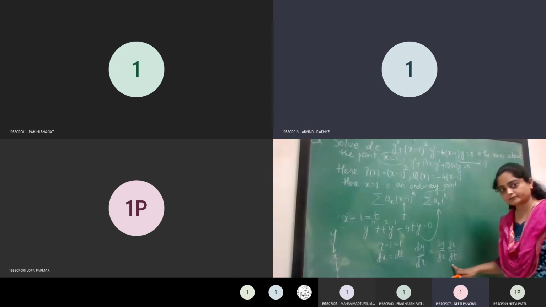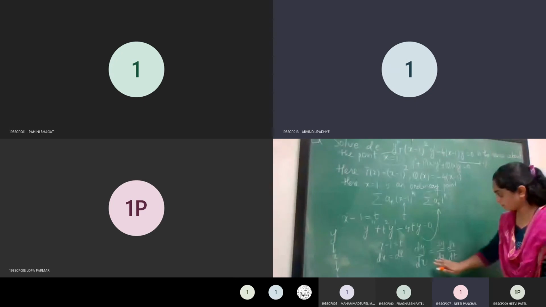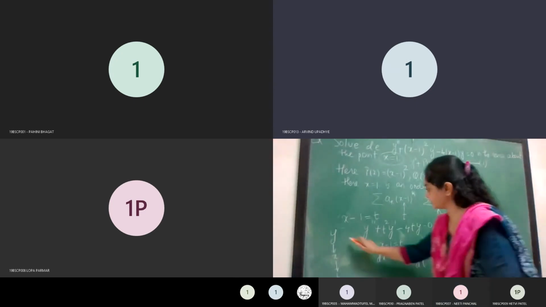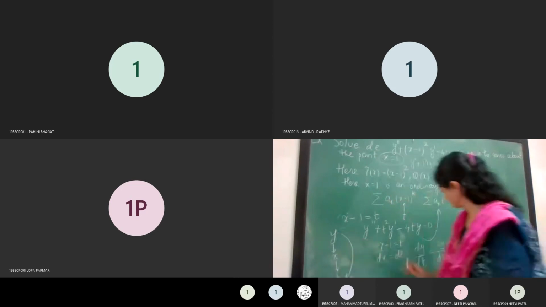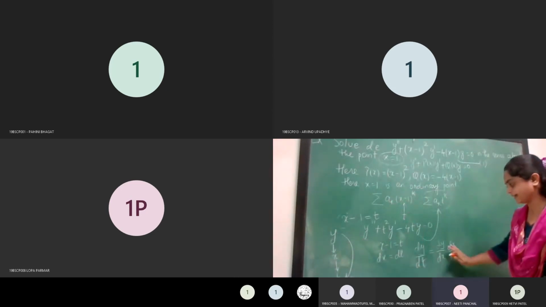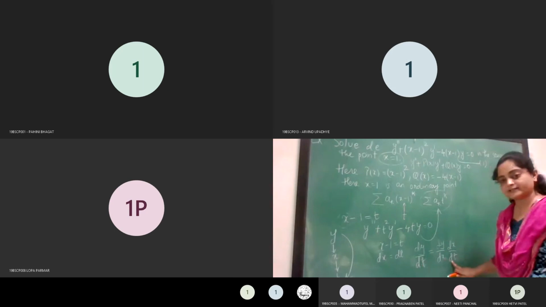dy by dt is equal to dy by dx into dx by dt. Of course, we are talking about the chain rule. dy by dt is equal to dy by dx into dx by dt. Is it clear?